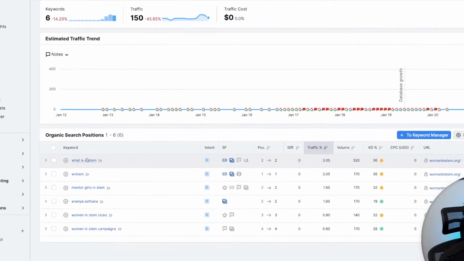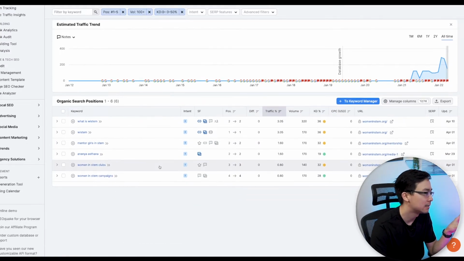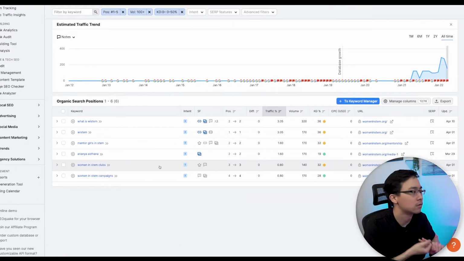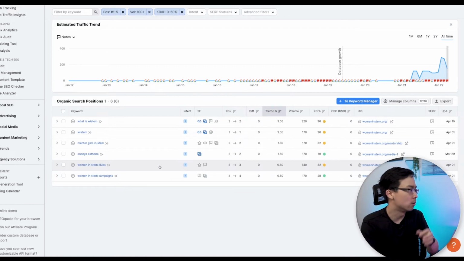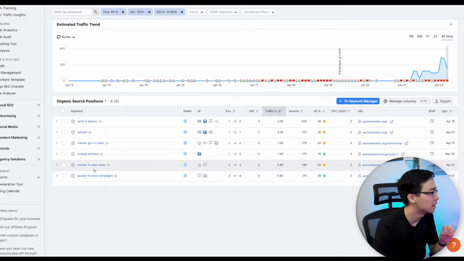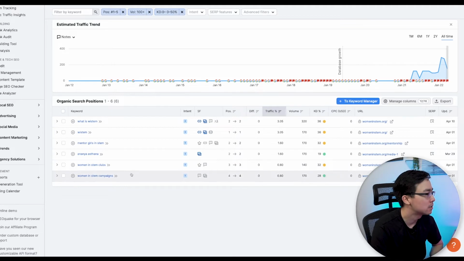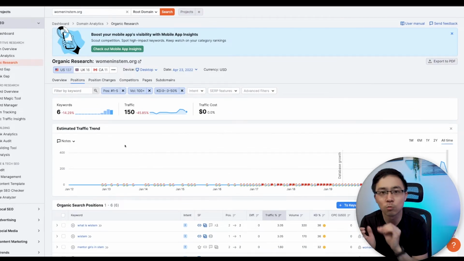So you can see that here, these would be some of the words that I would potentially start thinking about forming content around. I would think about things like, how can I work in the phrase mentor girls in STEM in a particular long form article or resource guide? Or how might I create a piece of content around women in STEM clubs and that sort of nature? So these are the sorts of questions that I would ask myself as I'm digging through the organic research section of SEMrush.